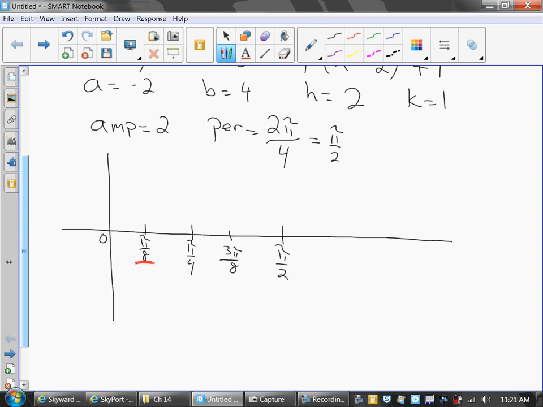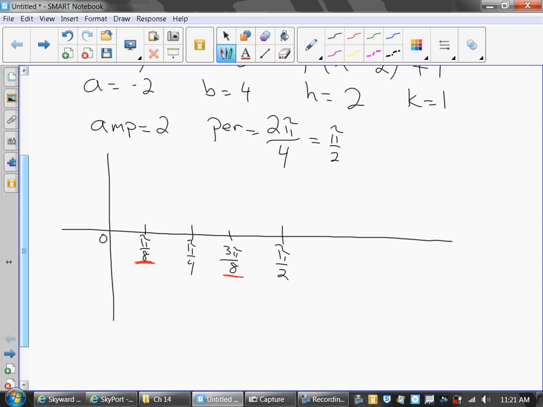This value here is the average of 0 and a fourth. This value here is the average between a fourth and a half. Okay? That's how you get those middle points. Usually, the one in the middle is easy to get. Is that so bad? All right.